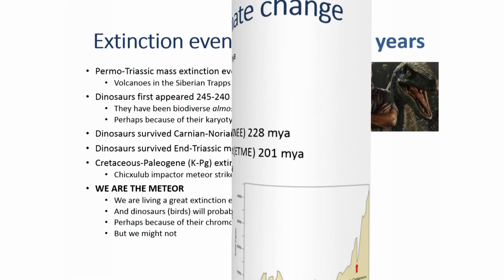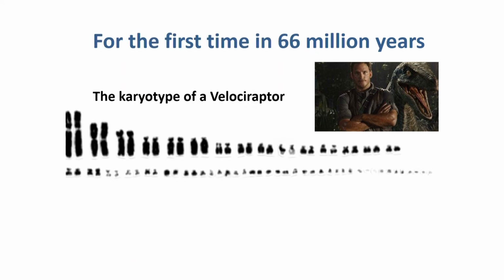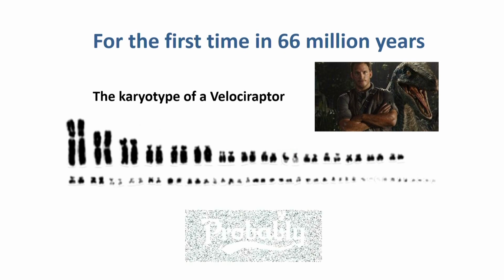So I'll end with this. For the first time in 66 million years, the karyotype of Velociraptor looked probably something like that.